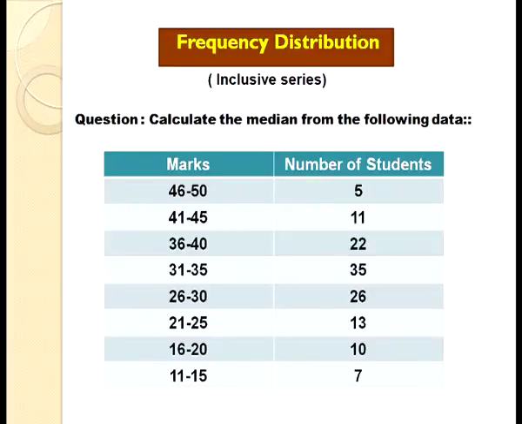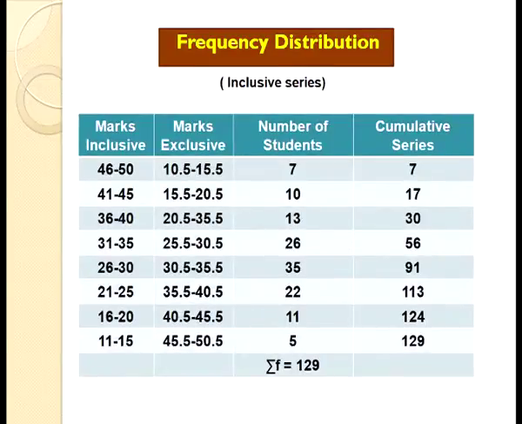Now the first step, we need to see that data is arranged in ascending order. And the second step is that we need to convert this inclusive series into exclusive. How are we going to do it? Very first, as you can see, from the last class interval, because we have to arrange in ascending order, that is 11 to 15. This will be our first class now. So the lower limit is 11, the upper limit is 15. The next would be 16 to 20. The gap between the two limits is 1. 1 divided by 2 comes to 0.5.